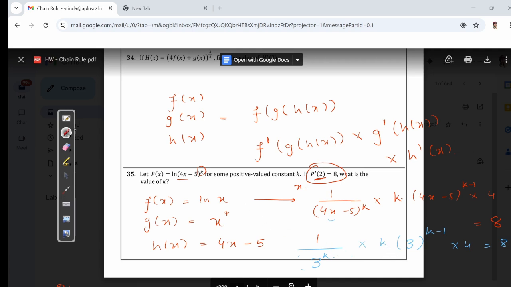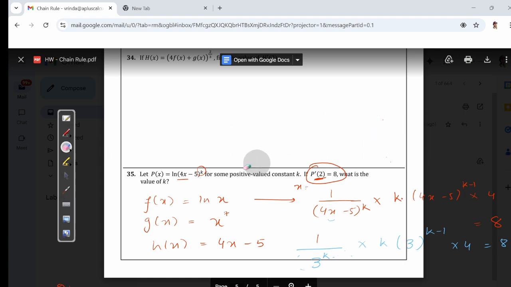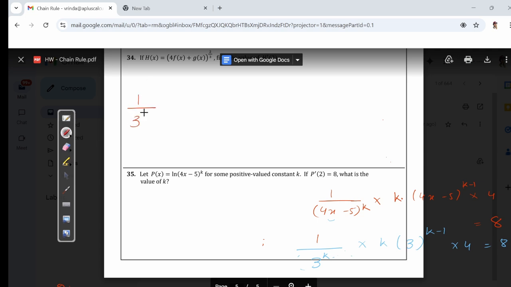Can you find out the value of k? I can try. Okay, I'll write it here properly. 1 over 3 raised to k times k times 3 raised to k minus 1 times 4 equals 8.